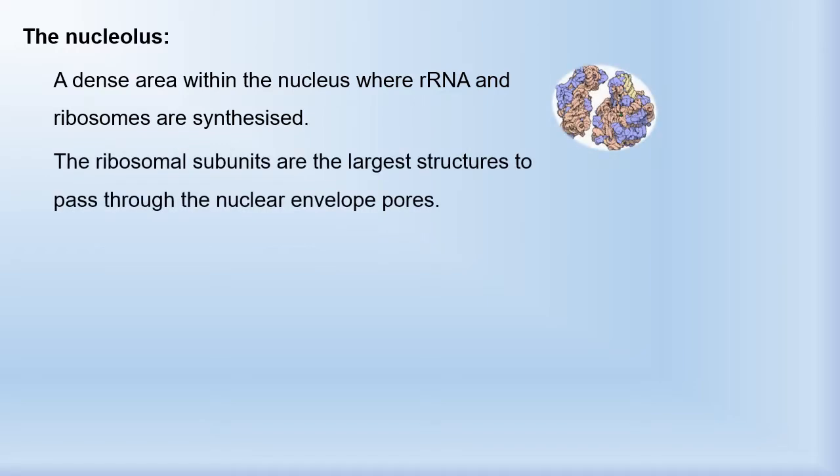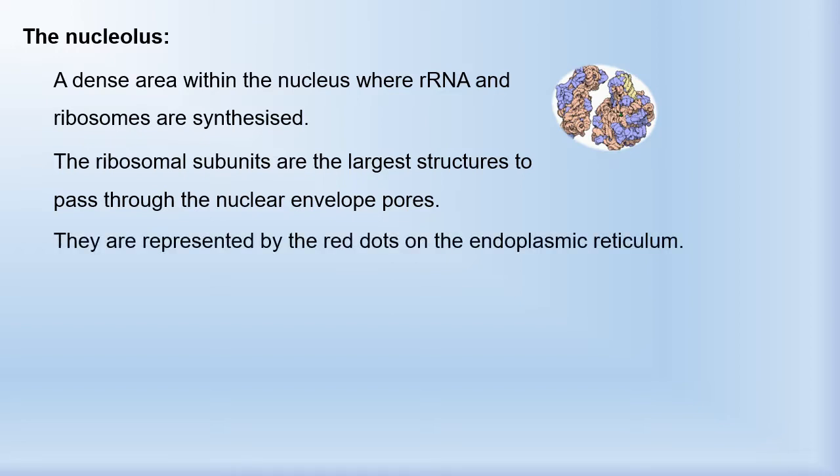The ribosomal subunits are the largest structures to pass through those pores in the nuclear envelope. The complex folded polypeptide chains on the right are 2 ribosomal subunits. And these can be seen in our previous diagram as the red dots on the endoplasmic reticulum.